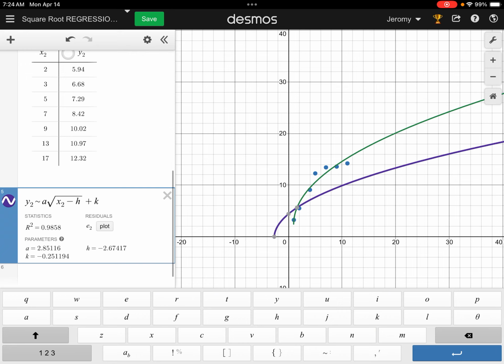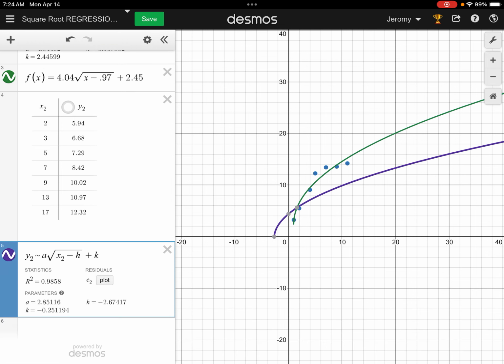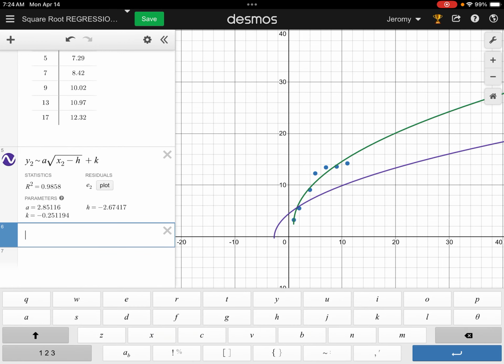And there it gives us our information. Our a value is about 2.9. Our h value is negative 2.67. Now, if we look here, the purple equation went to the left. So we're going to have to flip the sign on that h when we write our equation.